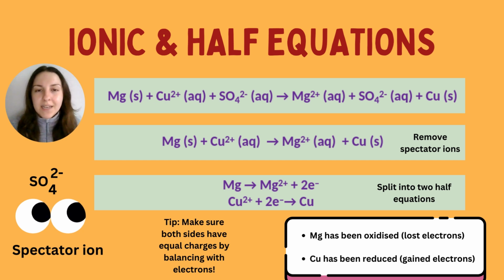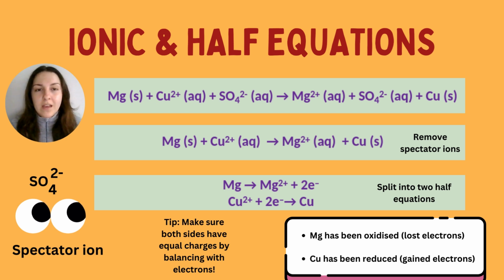So we have magnesium, which is a solid. The state symbol S indicates it's a solid. It reacts with copper 2+, which is an ionic form of copper, in an aqueous solution, so it's kind of water-based. It also reacts with sulfate ions, SO4 2-, again in aqueous form. This essentially combines together in a chemical reaction to produce magnesium 2+ ions, which are now aqueous, the sulfate ions as well, and also the copper in a solid form.